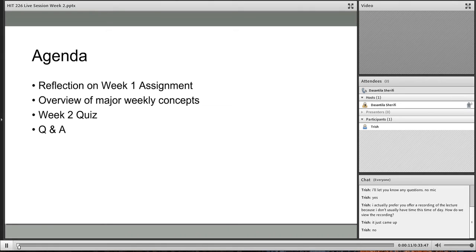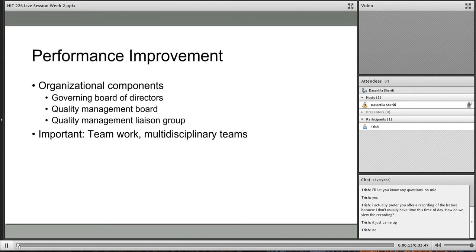So, in our agenda, we have an overview of this week's material. There are a few items I want you to pay attention to, and these are being asked ongoing throughout the week in the discussion area, but there will be questions in the quiz as well as the final exam down the road. So when we talk about performance improvement, we need to pay attention to the organizational component.